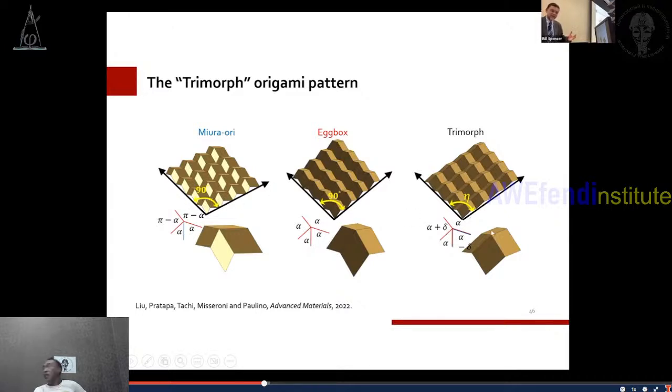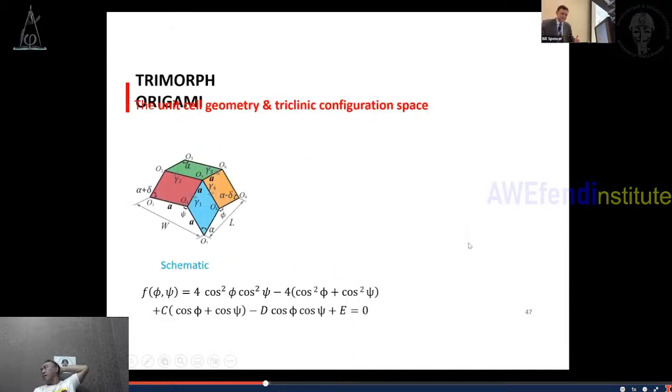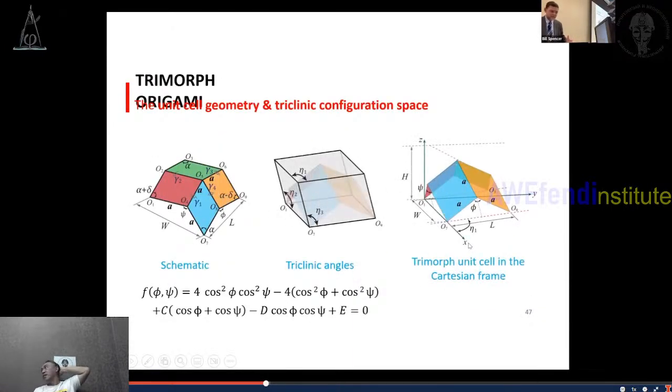Now, when we look at the vertex, then we are going to have three sets of angles. These ones are alpha, and these alternate ones here, alpha plus delta and alpha minus delta. And here is the geometry of the pattern, and this pattern is in a triplanic space. It's not in a Cartesian space. That means these eta angles here, they are not necessarily 90 degrees.